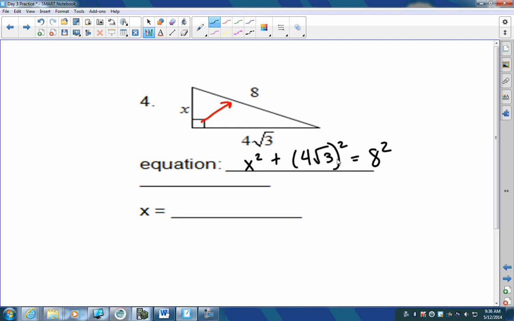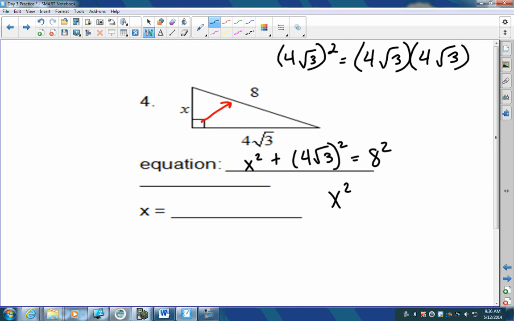Now, people all get themselves in a tizzy because we have 4 square root of 3 squared. Let's look at that and try simplifying it. I'm going to have my x squared. Now, 4 square root of 3 squared. What does that mean? That means 4 square root of 3 times 4 square root of 3. So you take 4 times 4, that gives you 16. Well, the square root of 3 times the square root of 3, 3 times 3, underneath the square root sign, is 9. What is the square root of 9? 3. So now you take 16 times 3, and that's 48.